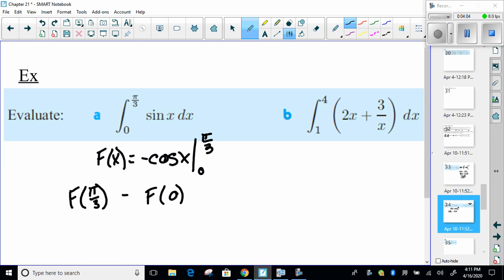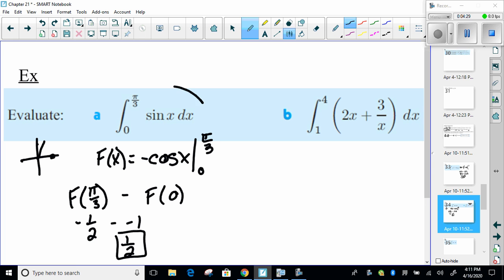Plugging in pi over 3, cosine of pi over 3 is a half, but then it's the opposite of it, so it's negative a half. And then at 0, cosine at 0 is 1, but it's the opposite of that, so it's minus a negative 1, in other words, plus 1, which simplifies to a half.